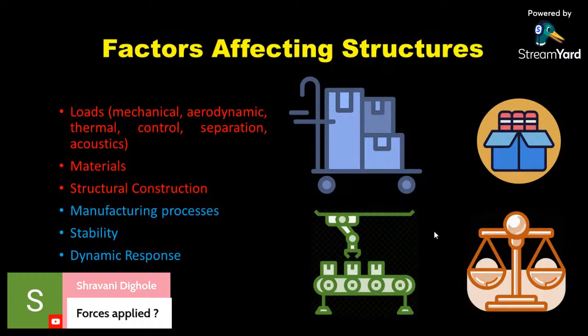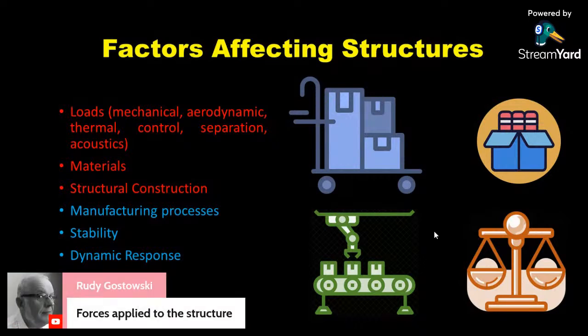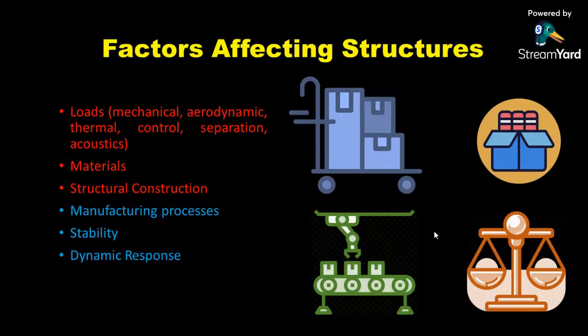Various loads which get applied on rocket structures are mechanical loads, that is the physical stress, pressure or tension exerted on a rocket body, and the aerodynamic loads which consist of lift and drag forces. The lift forces act perpendicular to the flow direction and help push our rocket upwards, whereas the drag forces act parallel to the flow direction and slow our rocket down. Then come the thermal loads, which is the amount of heat to be removed from our rocket structures. Then the control loads, that is maintaining the equilibrium and executing maneuvers, separation, acoustics, etc.